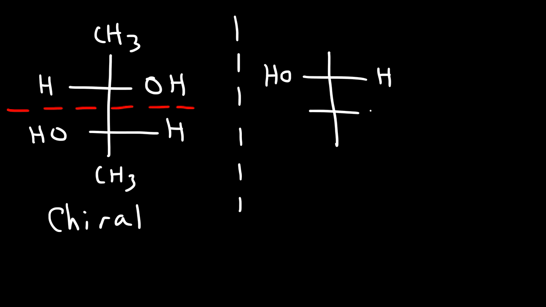So enantiomers are chiral molecules, and they have chiral centers. Meso compounds are achiral molecules, but they still have chiral centers. So these two are enantiomers. They don't have an internal line of symmetry.